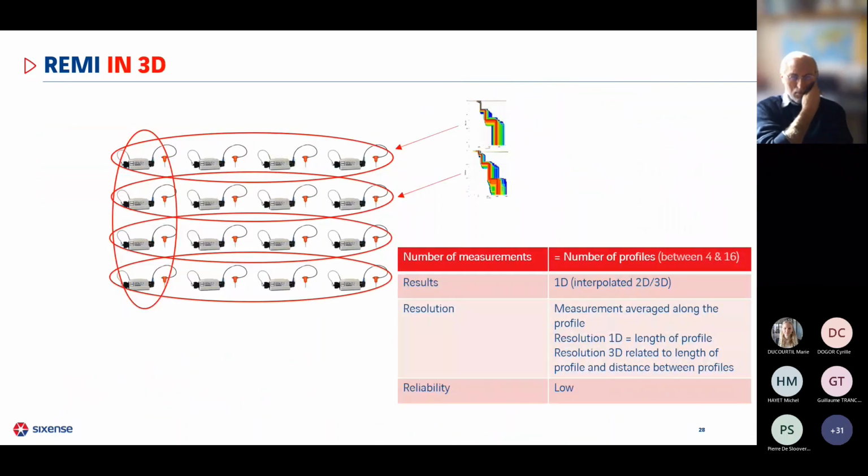So if you consider now the same network of 16 sensors with the REMI method, we could have between 4 and a maximum of 16 measurements, corresponding to the number of arrays of sensors that we could consider. From each array, we obtain a 1D measurement averaged along the array, and the resolution of one measurement is related to the length of the array. And again, we could have a 3D velocity model with this method by interpolating 1D models. In this case, the resolution would be related to the length of the array and the distance between the different arrays.